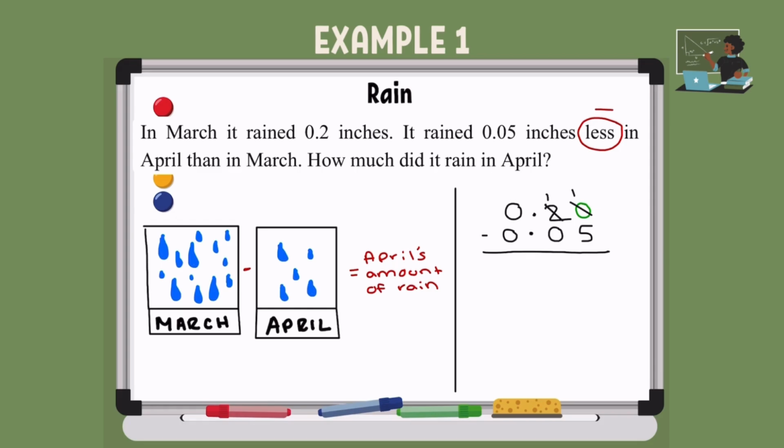We need to borrow from the 2 in order to make the 0 a 10. 10 minus 5 is 5, and 1 minus 0 is 1. 0 minus 0 is 0. So our final answer is, in April, it rained 0.15 inches.